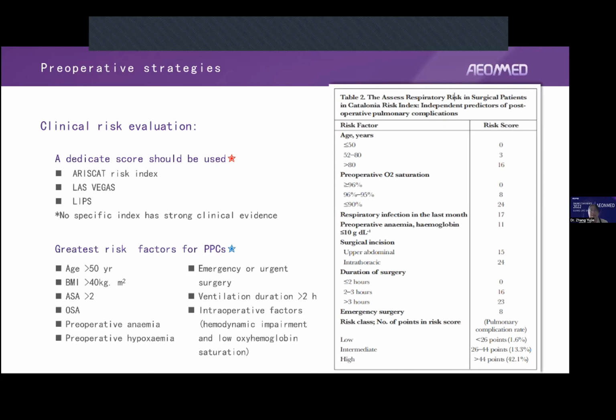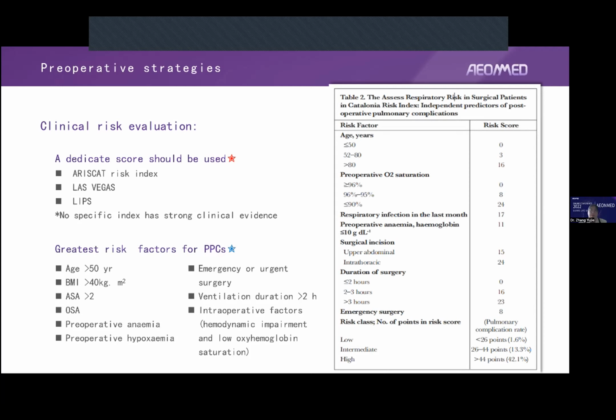That's a risk index that has shown a higher effectiveness of predicting the PPCs than the others in multiple studies. So I also put the picture here. We can see that this is relatively simple and easy to assess.